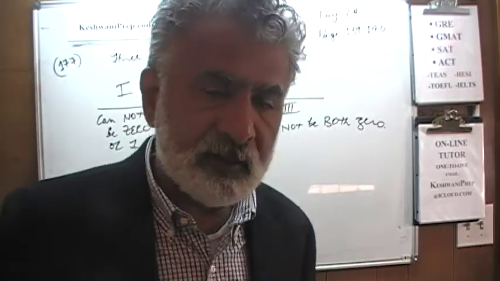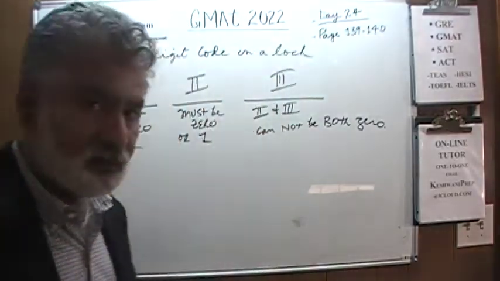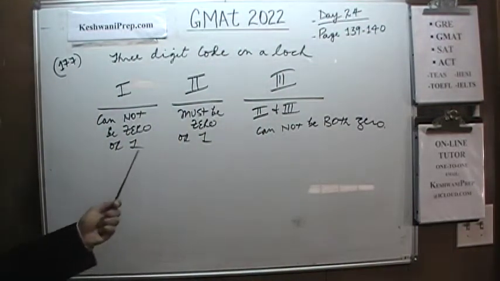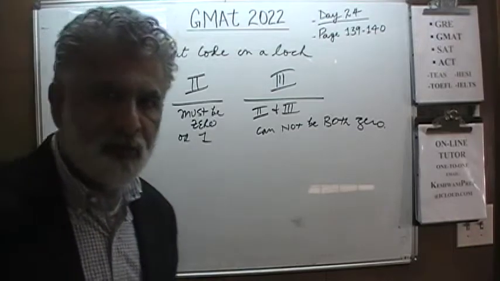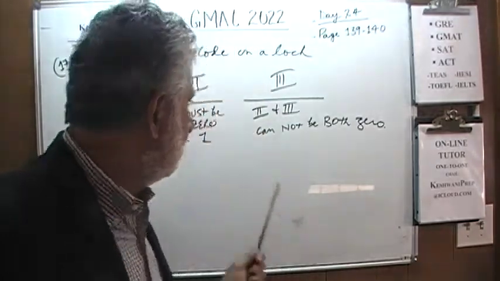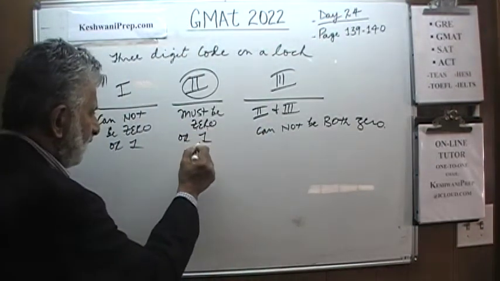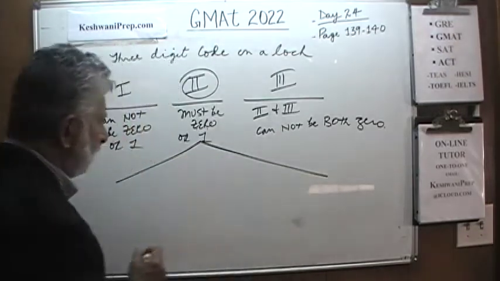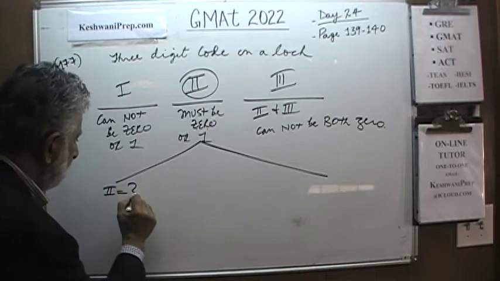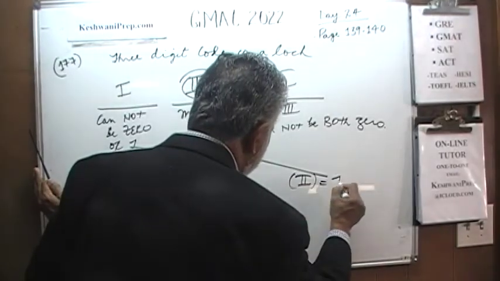Let's find out, shall we? How many different codes are possible for this three-digit lock? In a situation like this, when you have several conditions, it's always a good idea to start with the simplest condition first. The simplest condition here is the fact that this guy has to be either 0 or a 1. So let's start with here. We're going to look at two scenarios. In one scenario, we're going to make the second digit equal to 0. In the second scenario, we're going to make the second digit equal to 1.